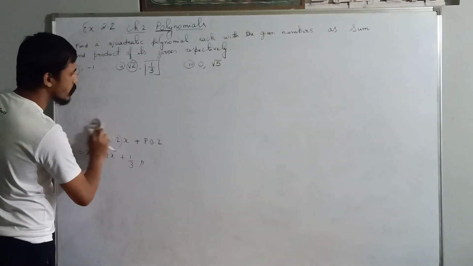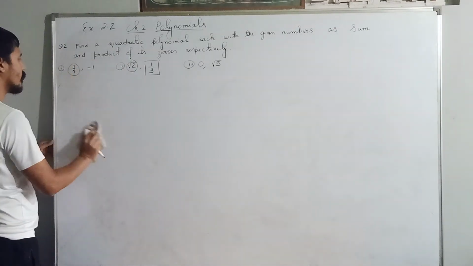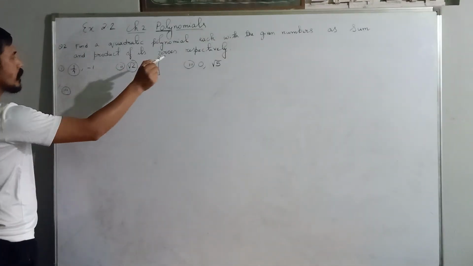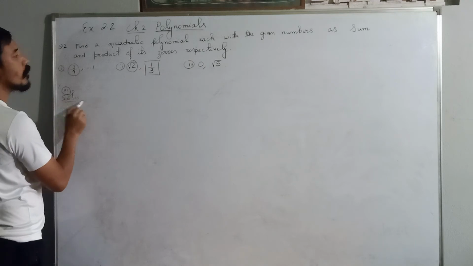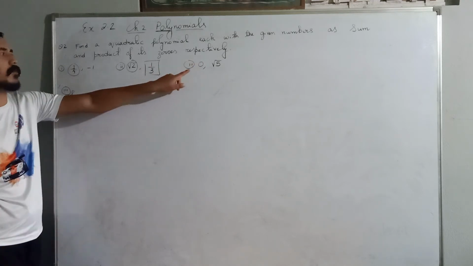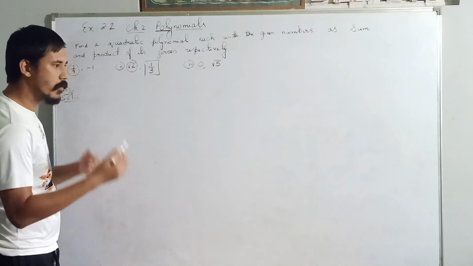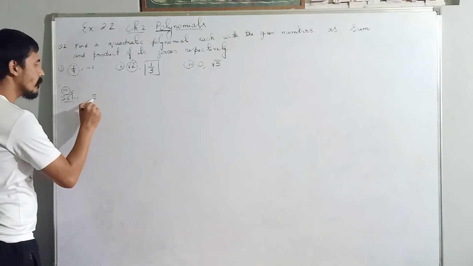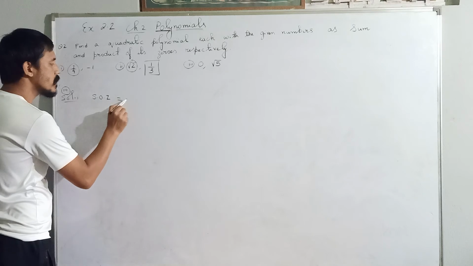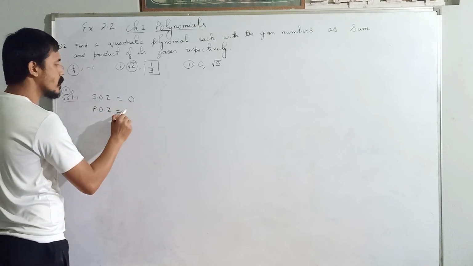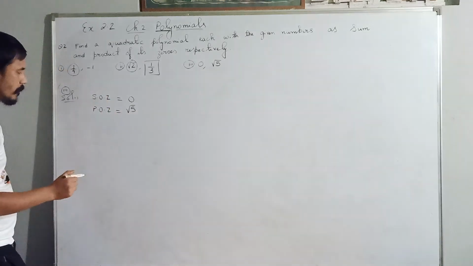Roger that. So we'll go for Roman 3. Your given numbers are 0 and root 5. So the sum of your zeros is 0, and the product of your zeros is square root of 5.